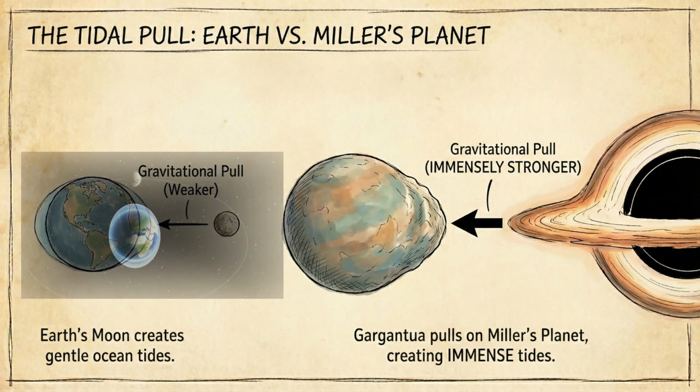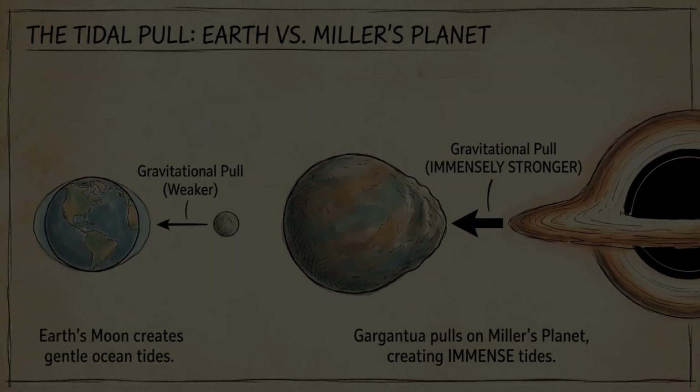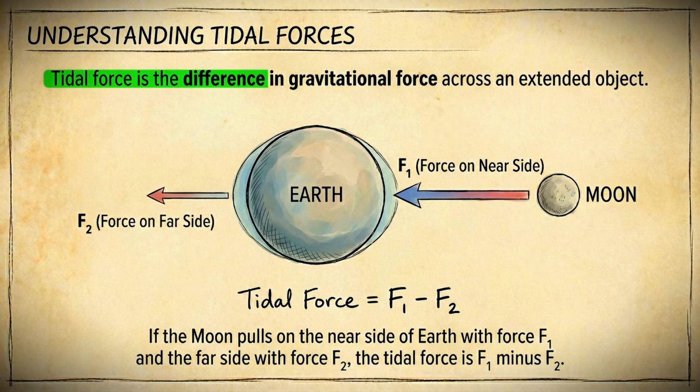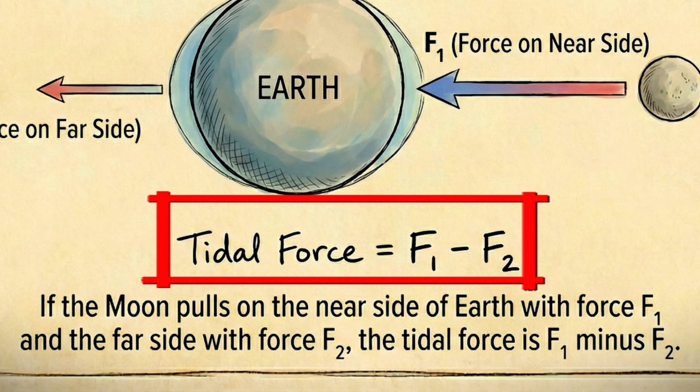Tidal forces. Just as the moon pulls on Earth's oceans, creating tides, Gargantua is pulling on Miller's planet, but the force is immensely stronger because they're so close. Tidal forces are the difference in gravitational force across an extended object. If the moon pulls on the near side of Earth with force F1 and the far side with force F2, the tidal force is F1 minus F2.